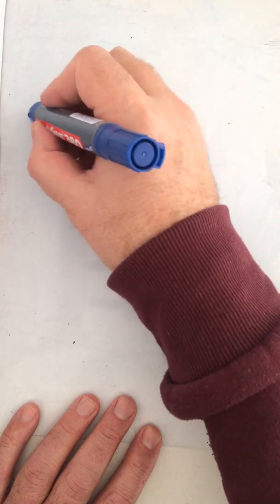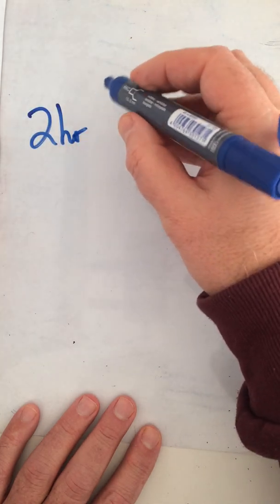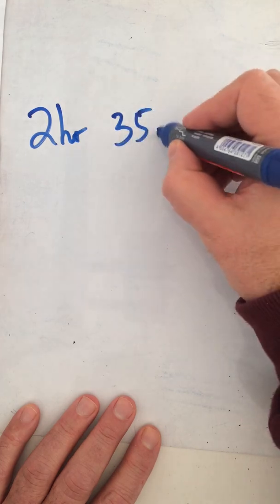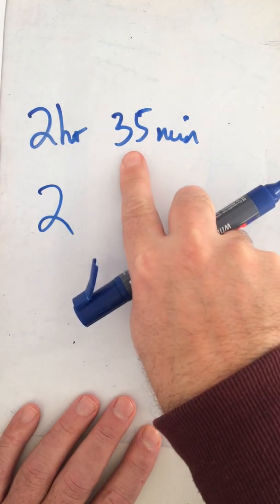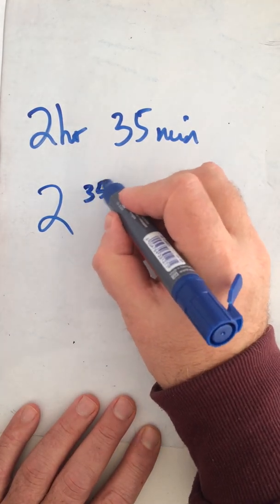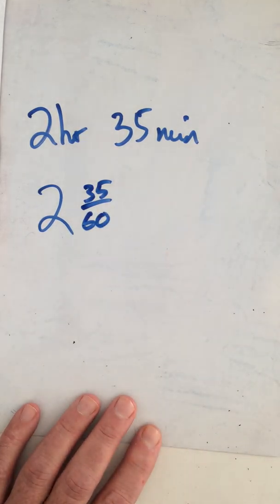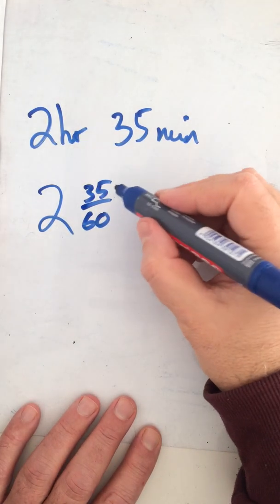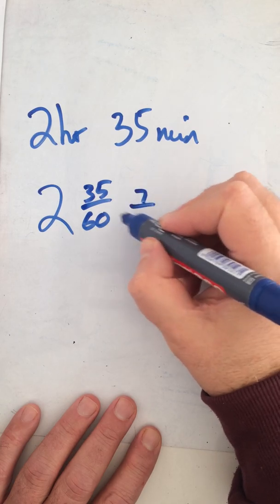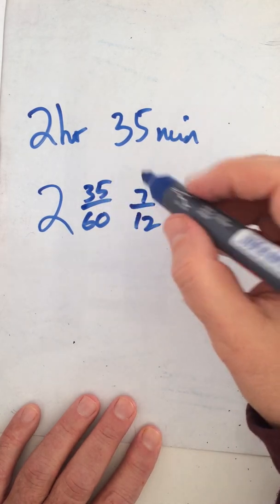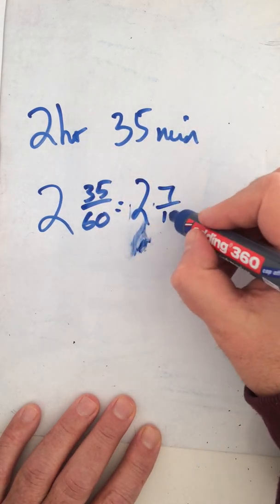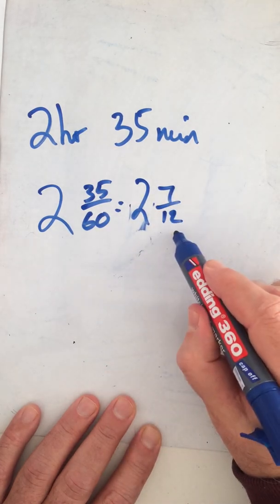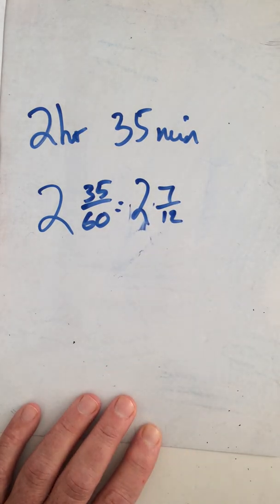Then you can have ones that involve hours, so that would be 2 hours and 35 minutes. Turning this into a mixed number, we've got the 2, and this is the tricky bit, we put the 35 over the 60. Now we know what goes into both. We know 5 does, so 5 goes into that 7 times 12. So that would equal 2 and 7/12. Can I simplify the 7/12 any further? The answer is no.